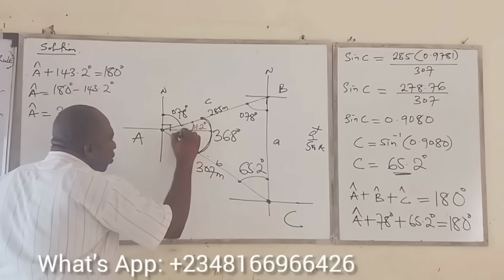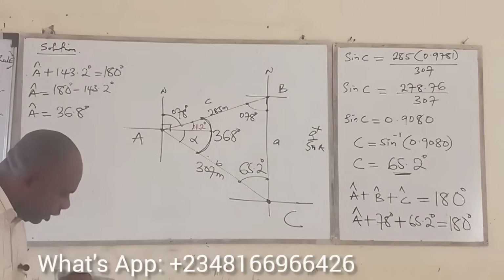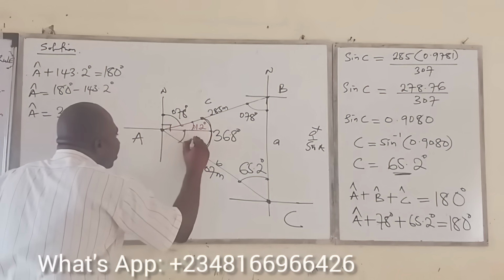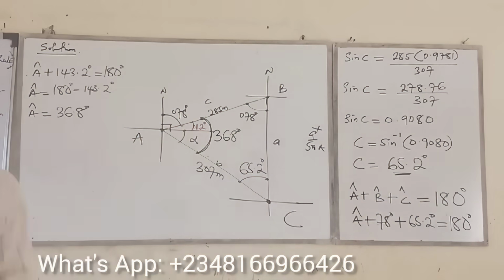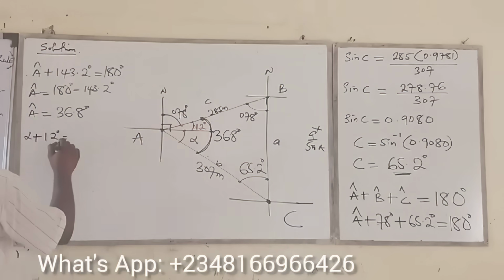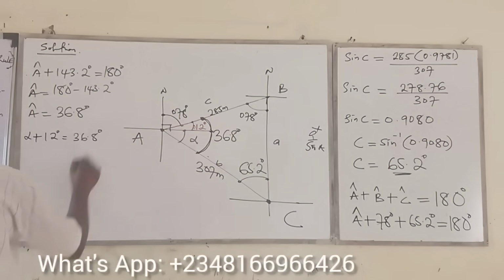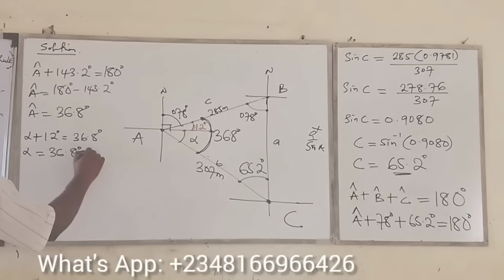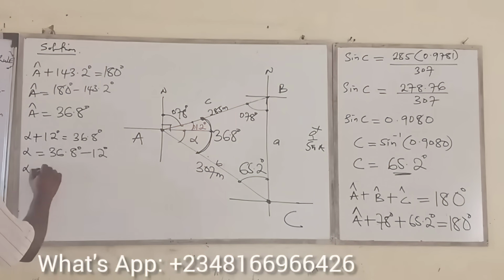Now let me use my red ink. Let's call this angle from this point to this point alpha. If that angle is alpha, it therefore means that alpha plus 12 degrees, because from here to this point is 12 degrees, is 36.8 degrees. So alpha will be equal to 36.8 degrees minus 12 degrees, which is 24.8 degrees. Now let me confirm it.